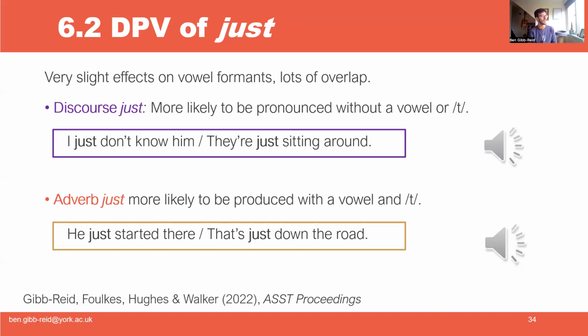Whereas with just, the formant measurements, there were some slight effects, which I talk about in this short paper here, but generally it was more to do with whether the vowel was present. So it's segmental presence or absence rather than the formant values of the vowel.